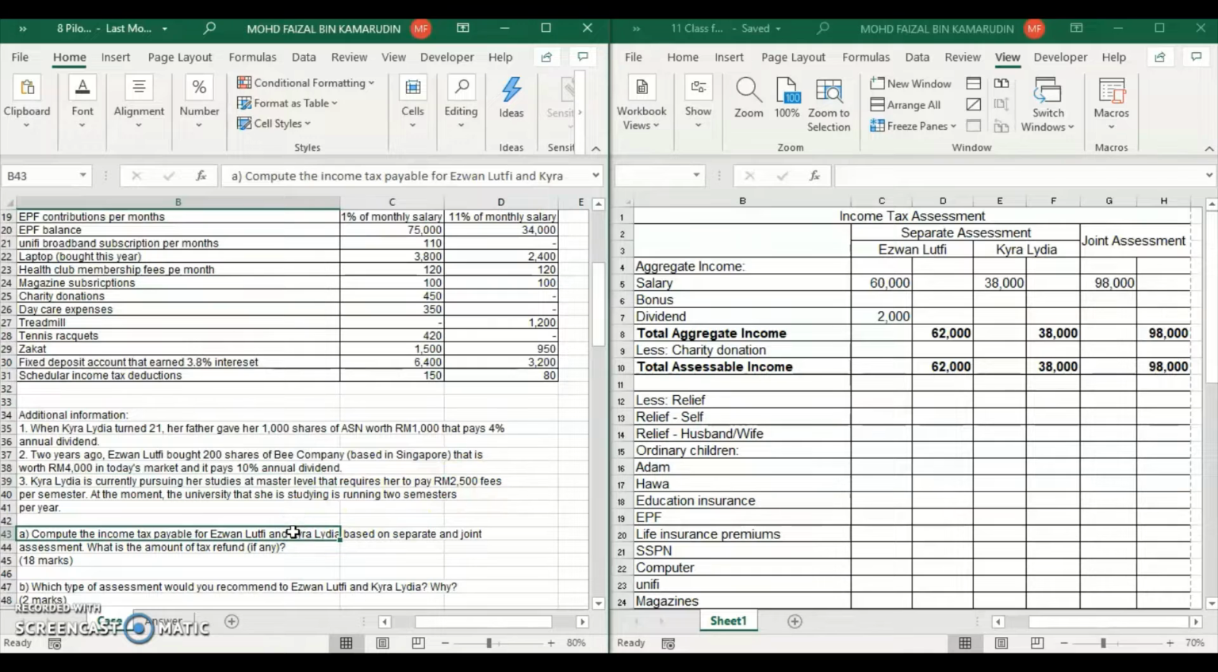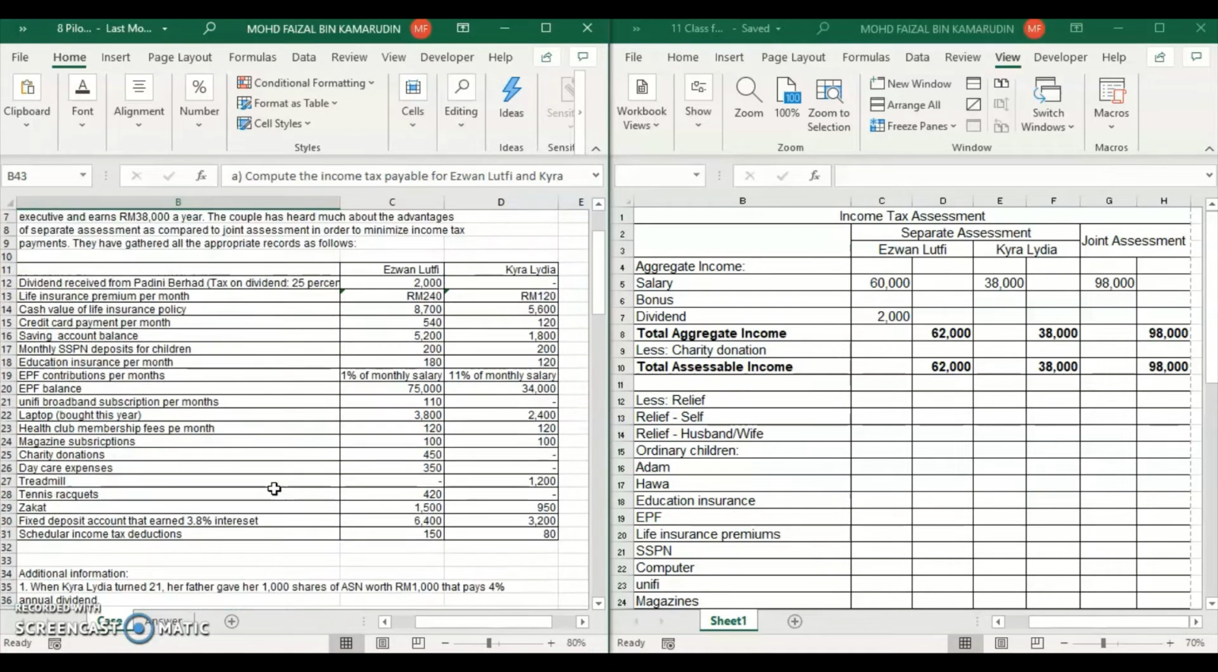So what is expected from us? We have to compute the income tax payable for S1 and Kyra Lydia based on separate or joint assessment. So this is the thing that I hope you have picked up based on the slide. For the married couple, they have two options: either they prepare their income tax separately, or joint assessment. So which one is better? That is what we are expected to do for this case. Okay, so let's start.